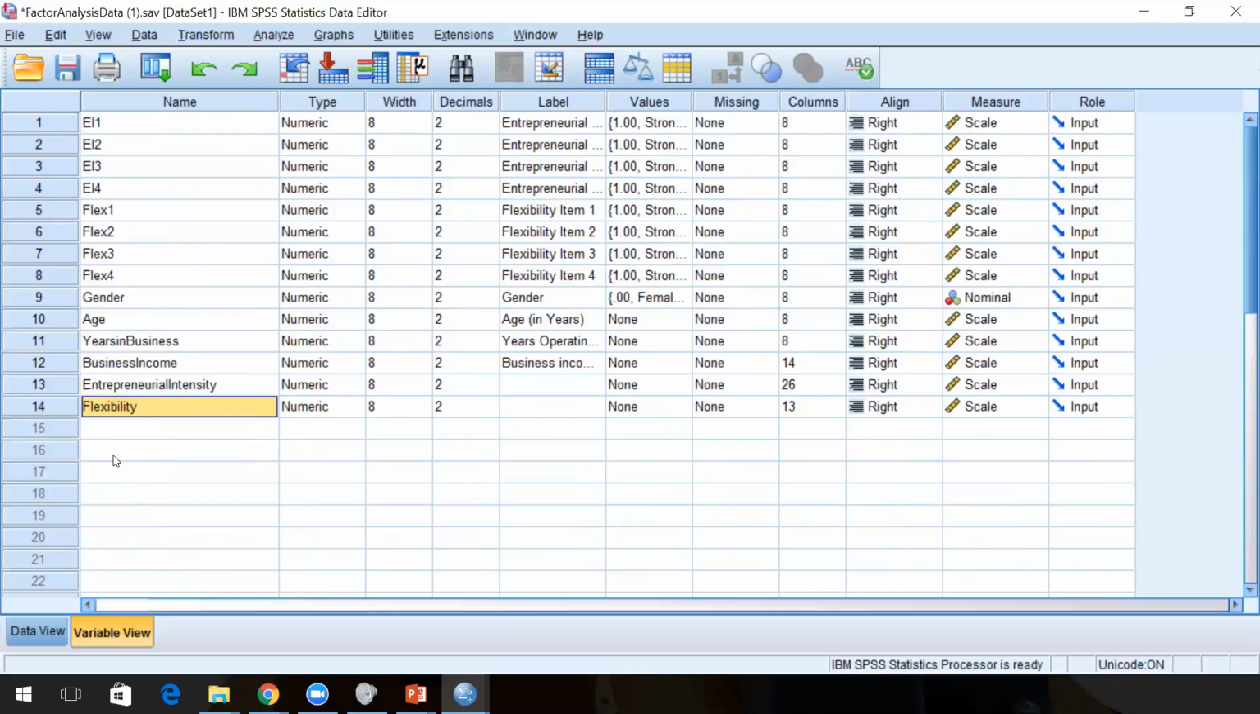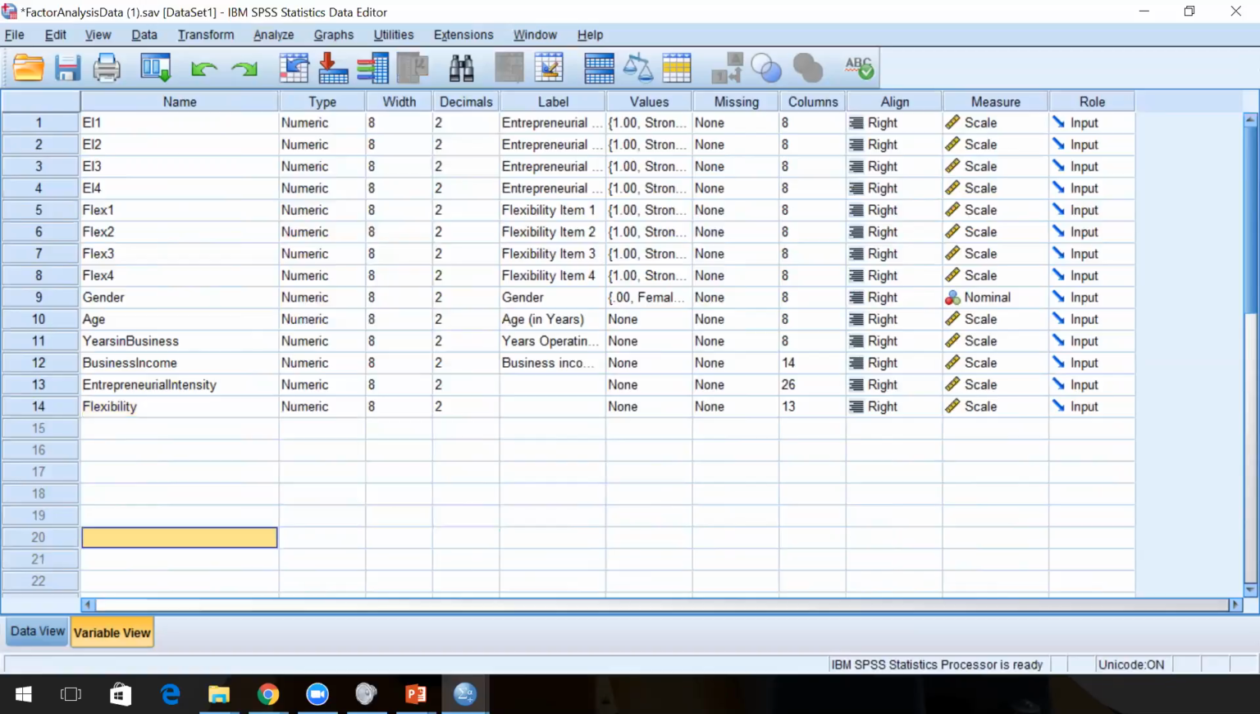Things like age and years in business and gender, why would I want to include those? Well, they're control variables. They're not really of theoretical interest, but maybe there are things in the past that have been shown to predict business income, and I think they might also be correlated with intensity and flexibility, and thus they could confound the results. There's probably some more control variables I'd want to add realistically, but those were the ones that came to mind.